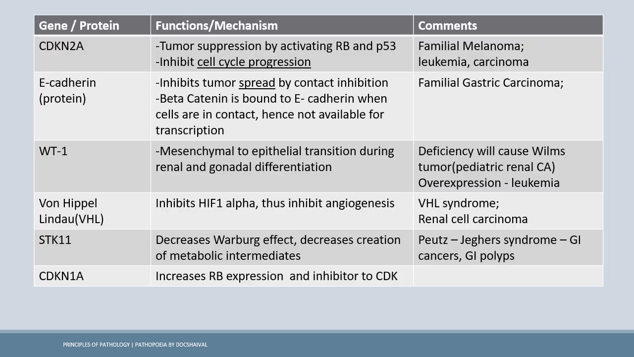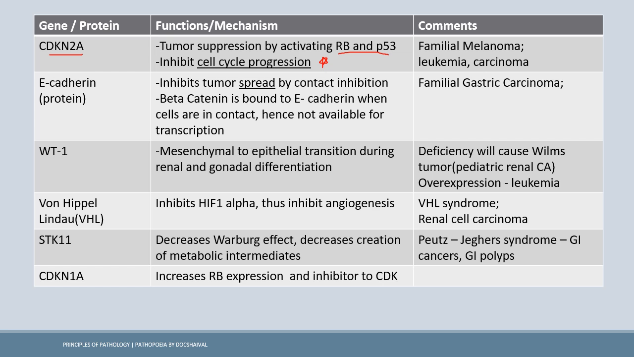Now here I have included the list of the most important tumor suppressor genes, what happens when they are defective familially, and their mechanisms. Okay, so CDKN2A, as I've already stated, governs the activity of both RB and P53, and it is a cyclin dependent kinase inhibitor, so of course it would cause cell cycle arrest or inhibition of the cell cycle.